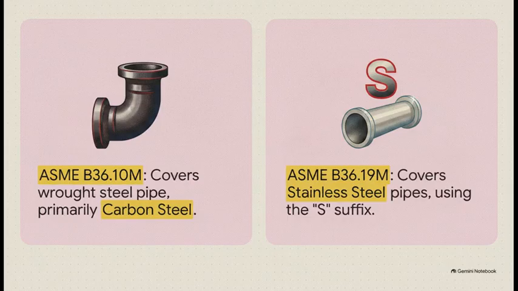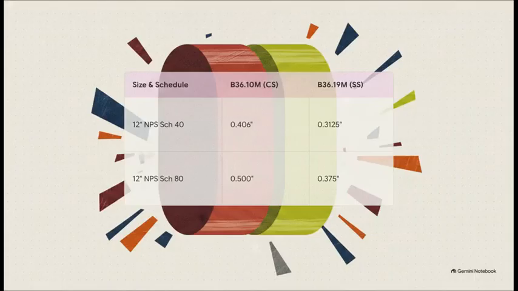A really handy trick to know which one you're looking at is the S suffix. When you see Schedule 10S, 40S, or 80S, that S stands for stainless, tying it directly back to the B36.19M standard. Now, because these standards overlap in so many sizes, people naturally just assume they're completely interchangeable. Spoiler alert, they are absolutely not. And this right here perfectly illustrates the danger zone.